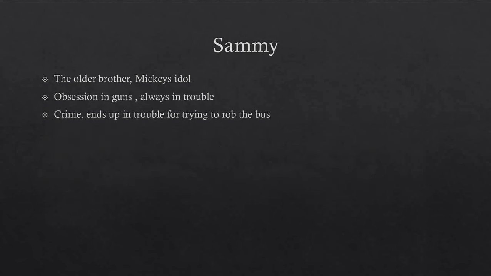Sammy is the older brother of Mickey. He's Mickey's idol. We have that brilliant monologue, "I wish I was our Sammy." Sammy seems to have an obsession with guns. He's always playing with guns. There's the cowboy scenes early on in Act 1 when they're all playing. Sammy always seems to get himself in trouble.